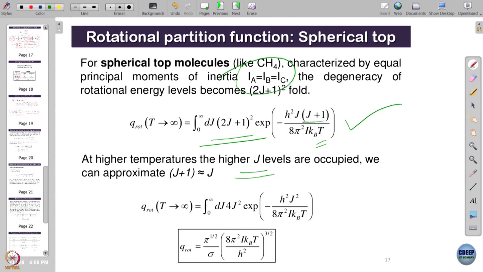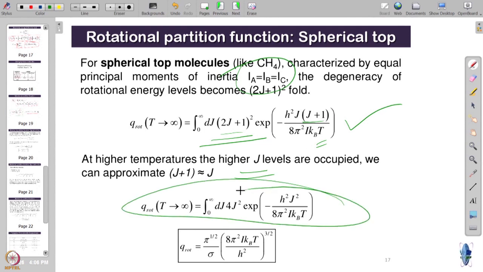And then my rotational partition function becomes 4j squared times this, which is a beautiful thing. So in the high temperature limit I can do this integration now, it is no longer the difficulty I had. But remember, even in the diatomic case we could evaluate the high temperature limit. Here also, in the polyatomic case, the high temperature limit can be worked out, and again we get a very neat expression for the rotational partition function.